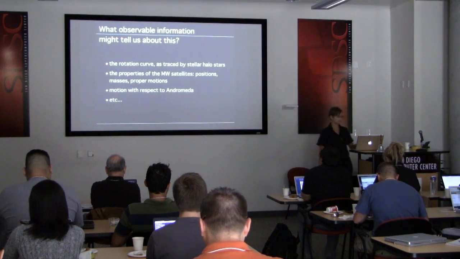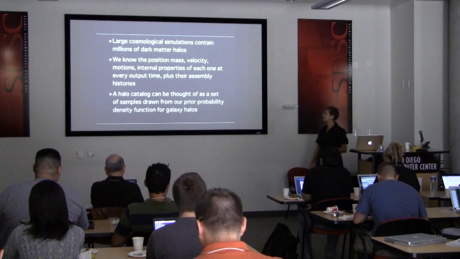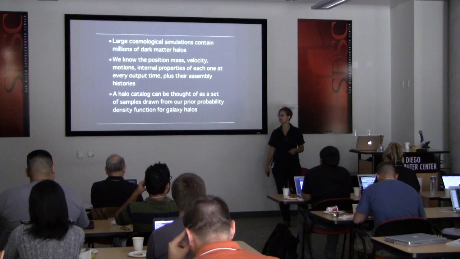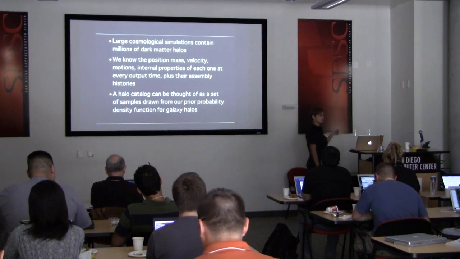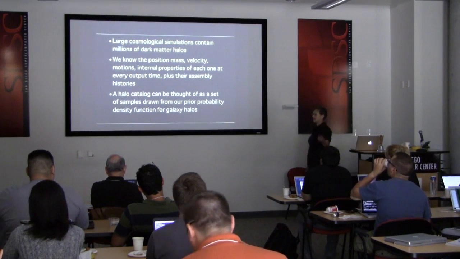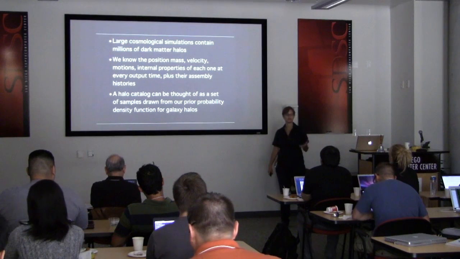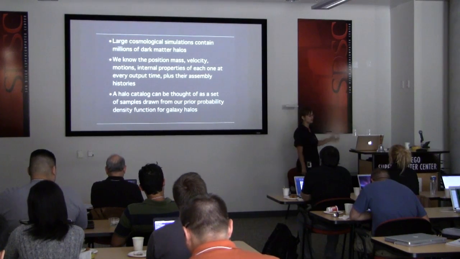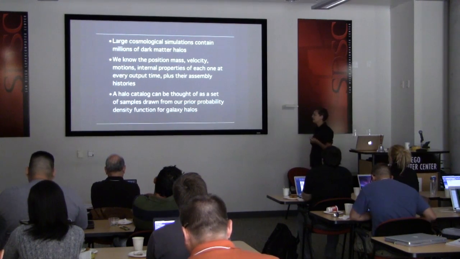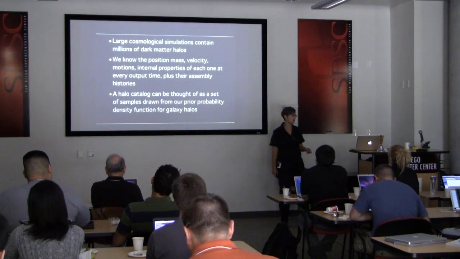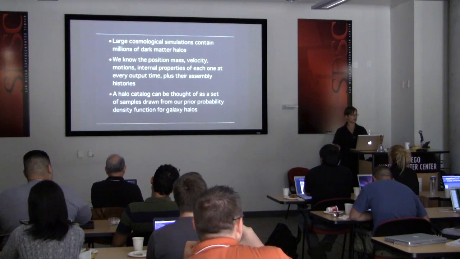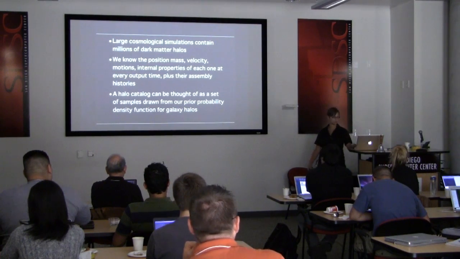There are lots of other things you might be able to measure which you might think are related to the mass of the Milky Way. In this example, you have some large cosmological simulation that contains millions of dark matter halos. You know the position, mass, velocity, and internal properties of every one of those halos at every output time. So you know the real masses of those objects, and you know how they were assembled. Your halo catalog can then be thought of as a set of samples drawn from this prior probability density function for the halos of the Milky Way, for example.